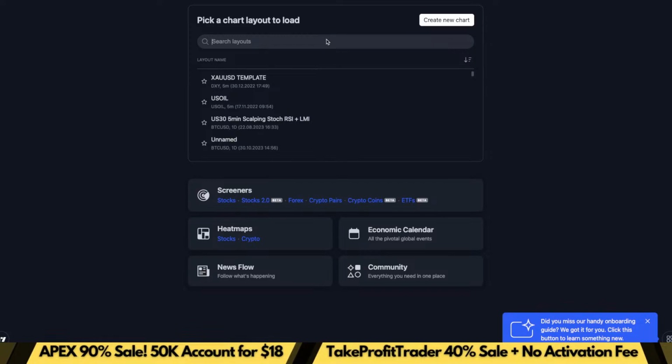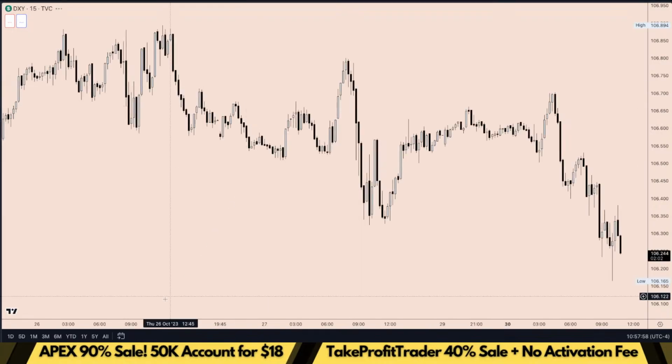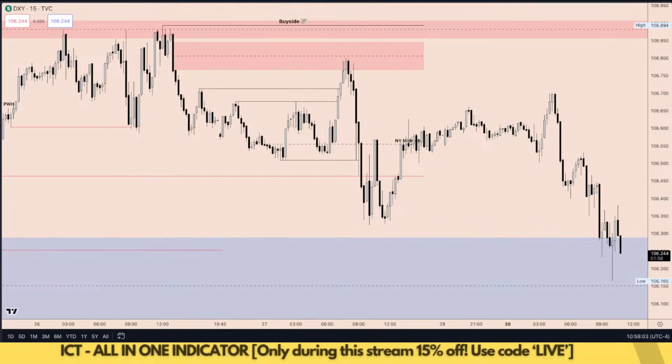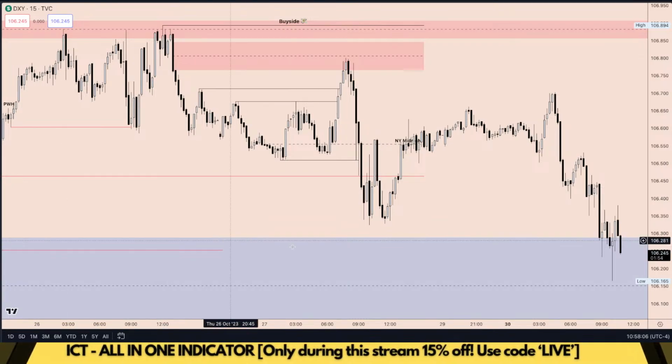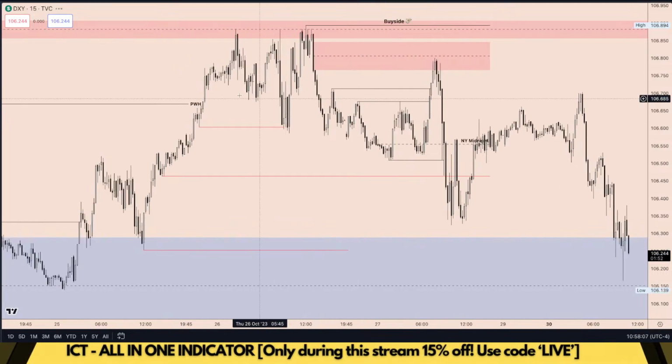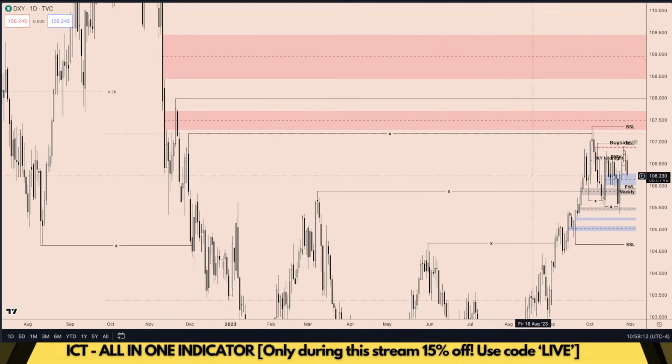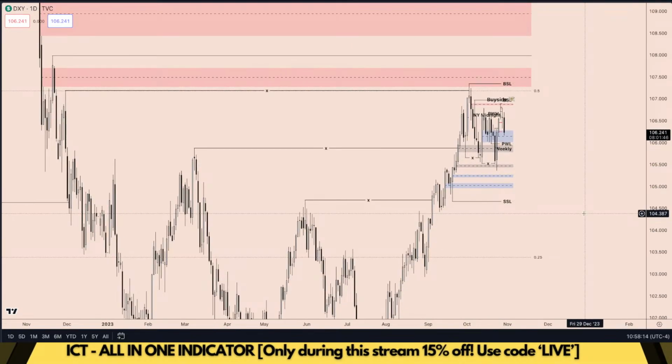Let me pull up the DXY first. Not yet for the VIP, but something is coming. I'm not gonna say more. A specific Friday after Thanksgiving.